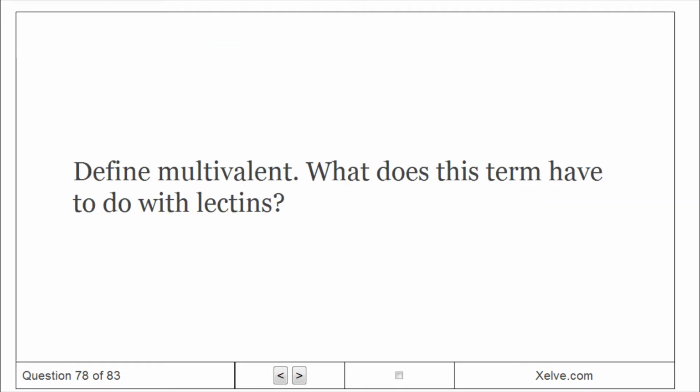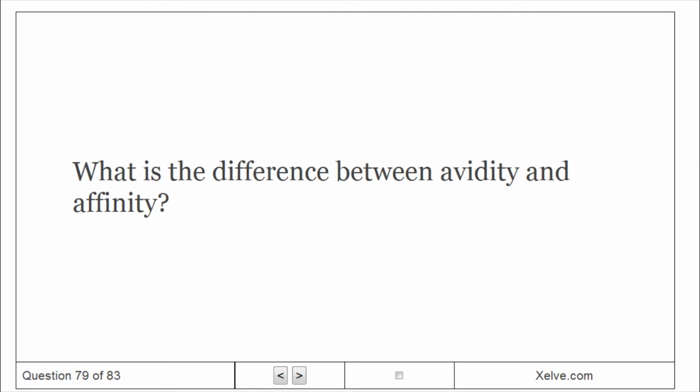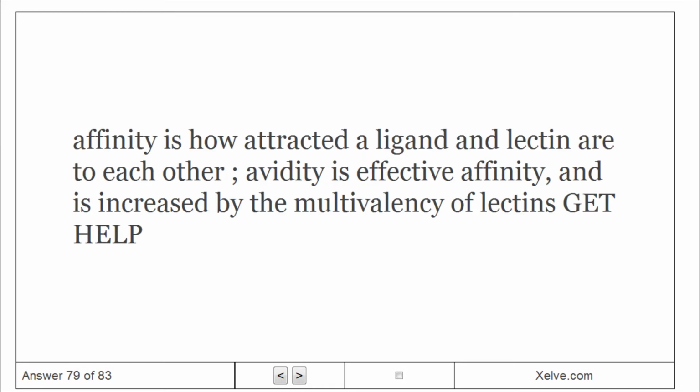Define multivalent. What does this term have to do with lectins? A lectin molecule has multiple carbohydrate binding domains, so it can attach to a number of specific sugars, which can increase its affinity. What is the difference between avidity and affinity? Affinity is how attracted a ligand and lectin are to each other. Avidity is effective affinity, and is increased by the multivalency of lectins.